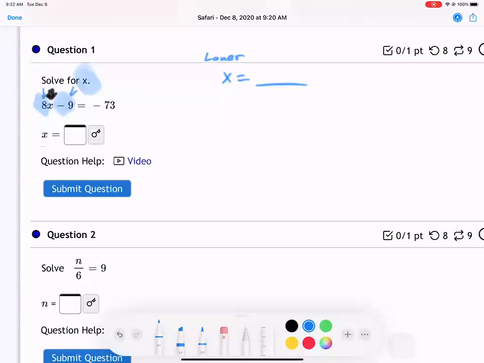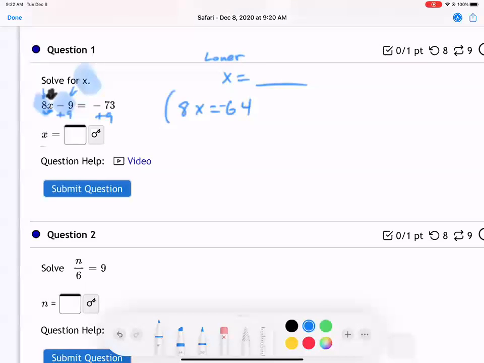So we also have to make a decision: do we get rid of the 8 first or the 9 first? And I gave you guys a little dumb story. You want to get rid of whoever's farthest away. 8 is literally hugging you. So let's get rid of the 9, it's farther away, so we're going to plus 9 to both sides. When we subtract it, we see 8x is equal to negative 73 plus 9, which is negative 64.